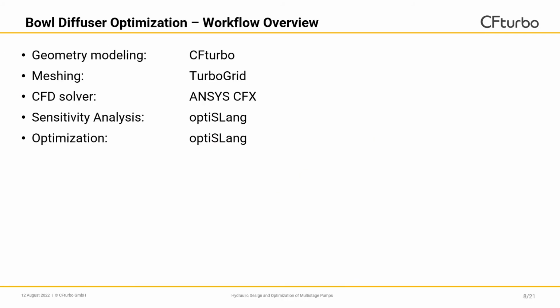So in the next step, we wanted to optimize the bowl diffuser design to further improve the overall efficiency of the machine. For the geometry modeling, we used our conceptual turbomachinery design software CFturbo. For the meshing, we have used TurboGrid, and for solving the CFD problem, we have used ANSYS CFX. The sensitivity analysis and the optimization was performed by using Dynardo optiSLang.